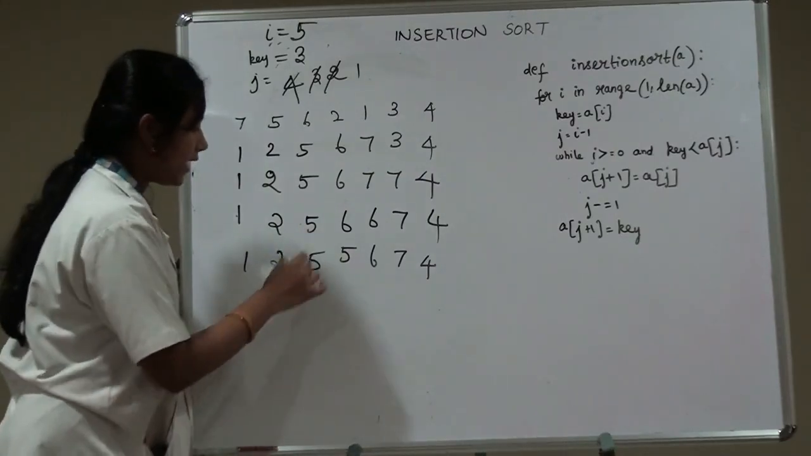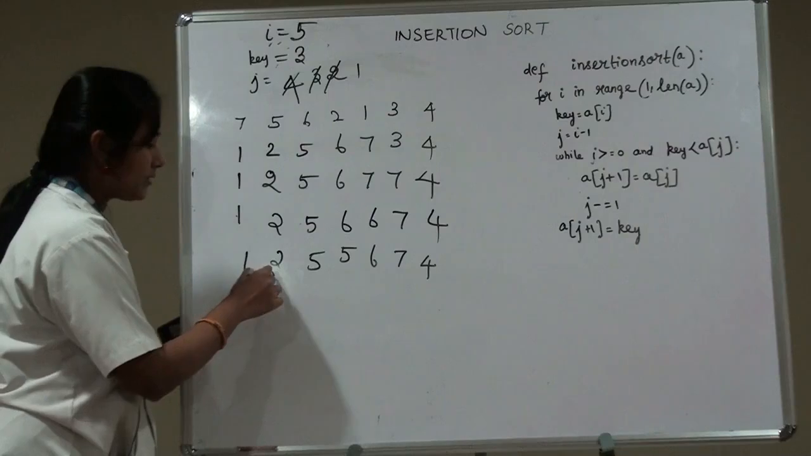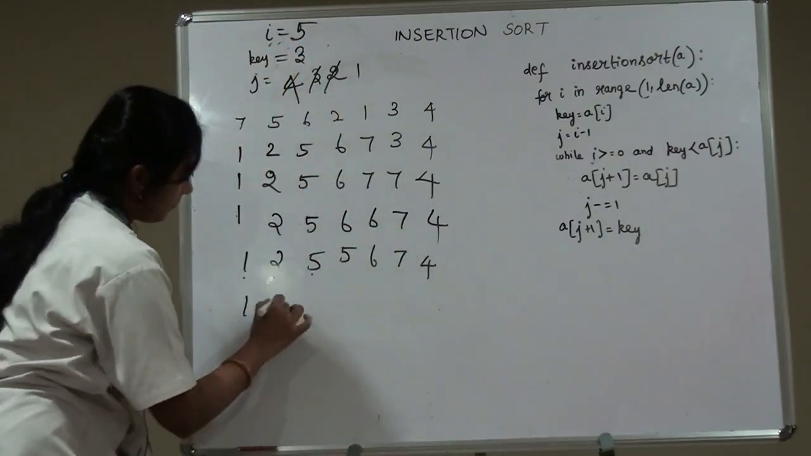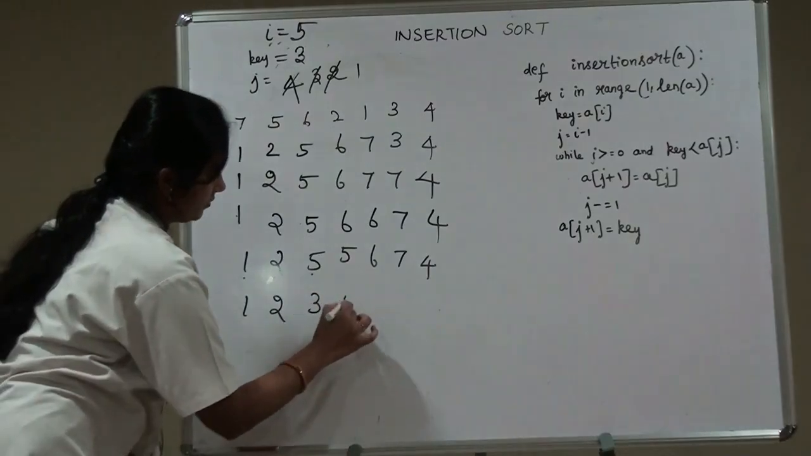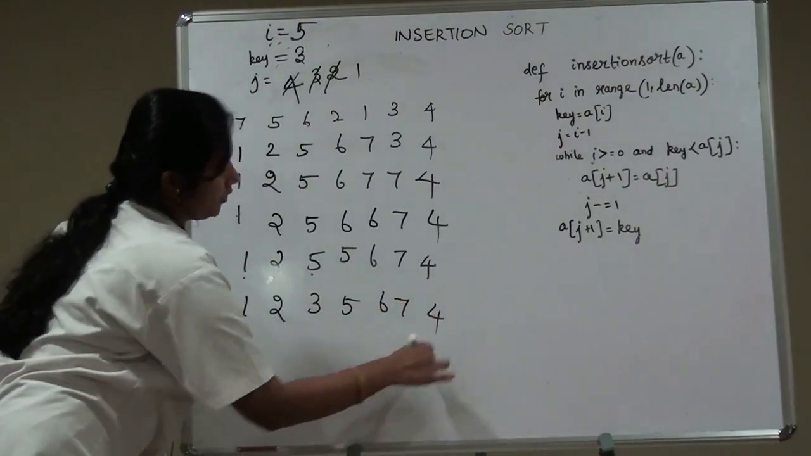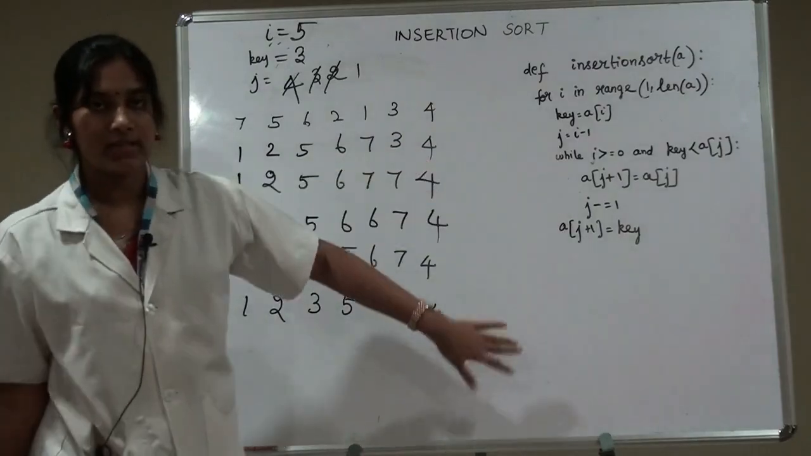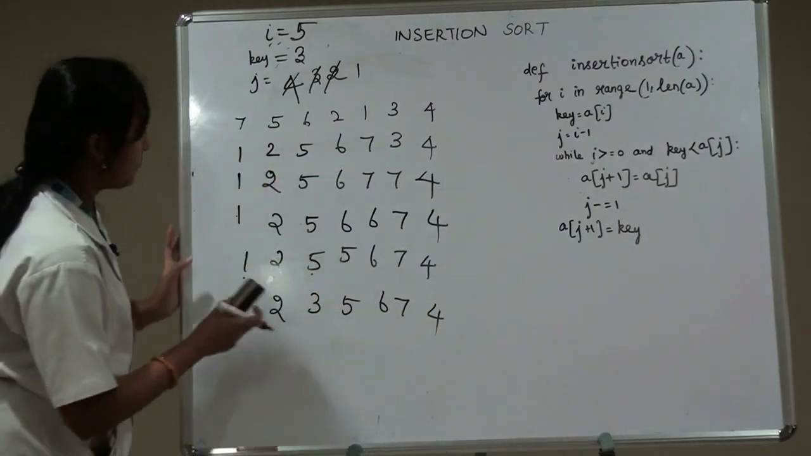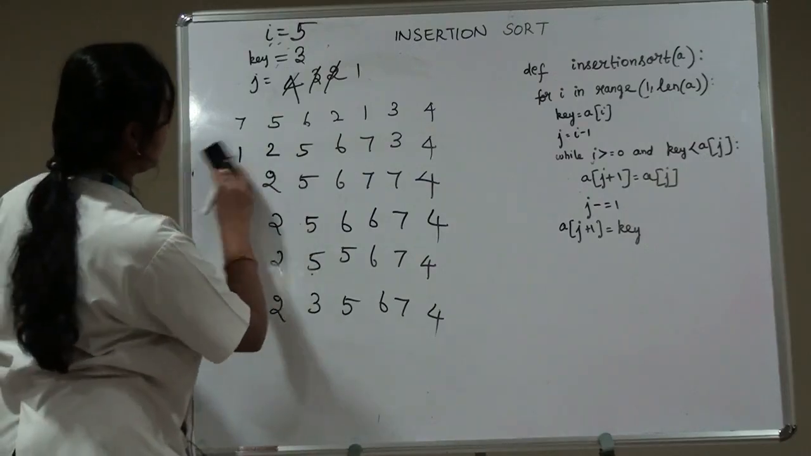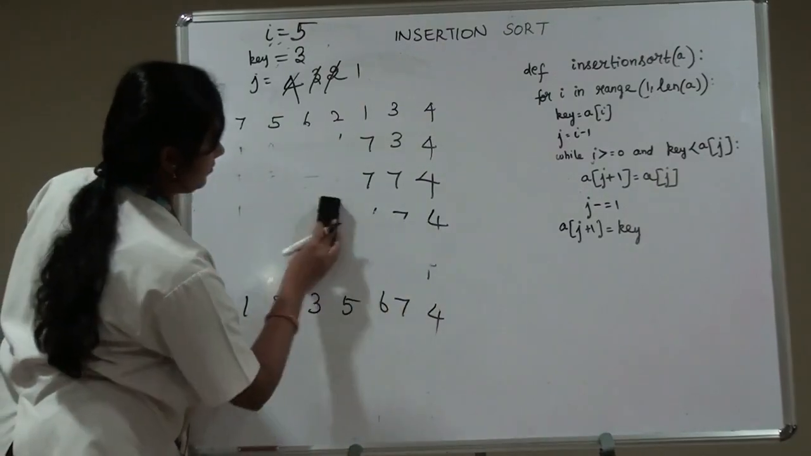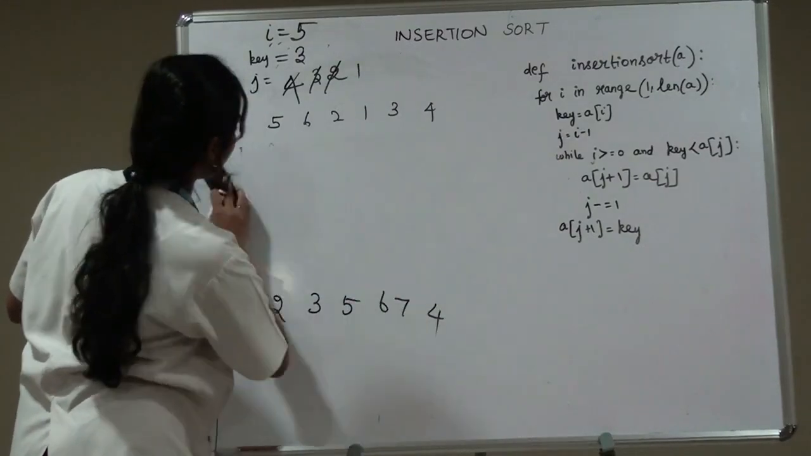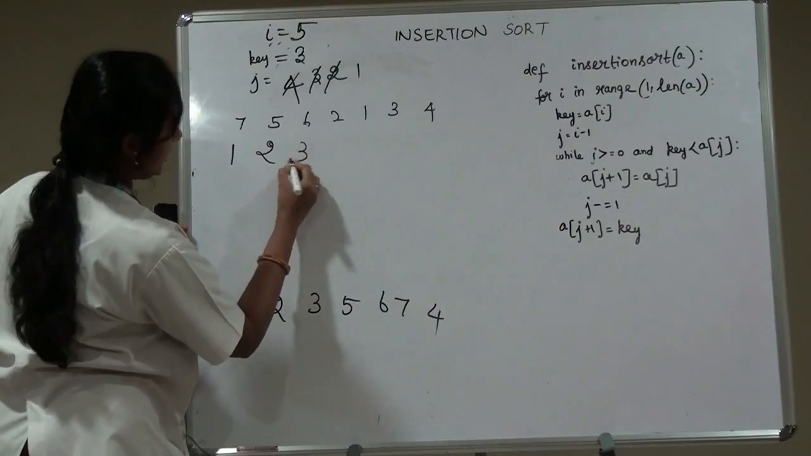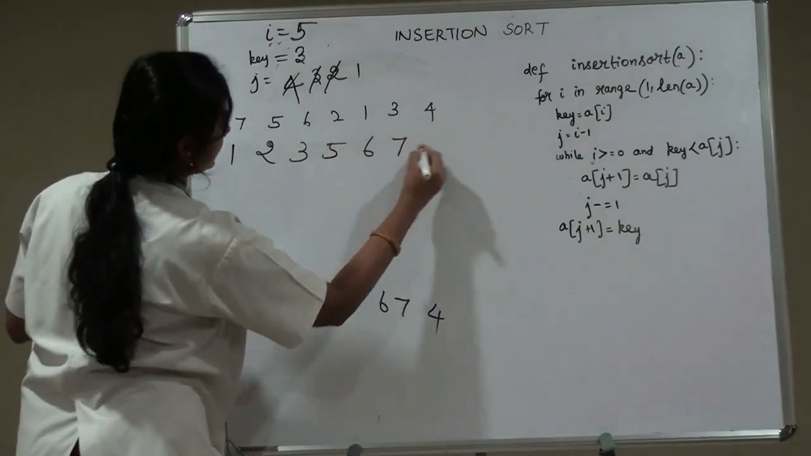So what is a of 2? This is a of 0, this is a of 1 and this is a of 2. So we will take our key and place at this position. Okay. This is the end of 6th iteration. Now we will go for our last iteration. So I will take the result and I will write the result here. One, 2, 3, 5, 6, 7, 4.